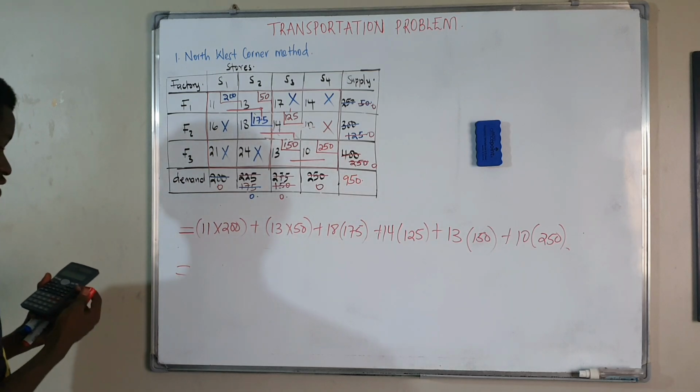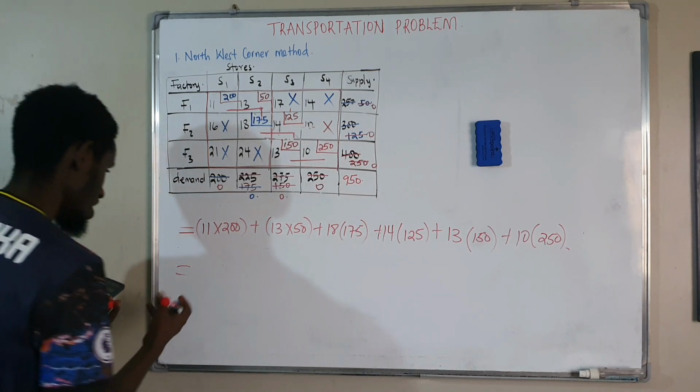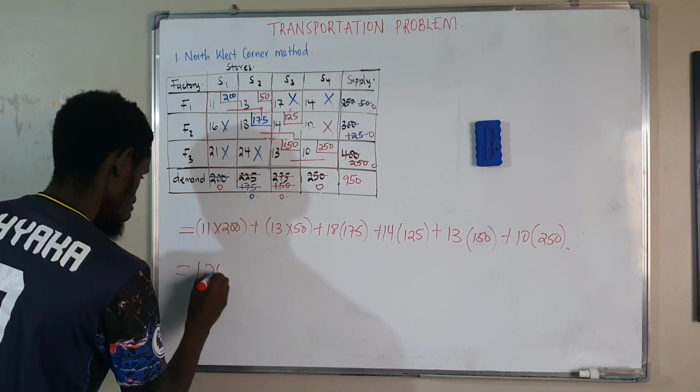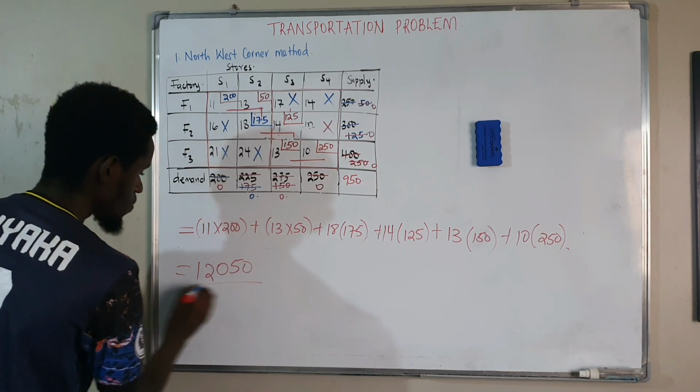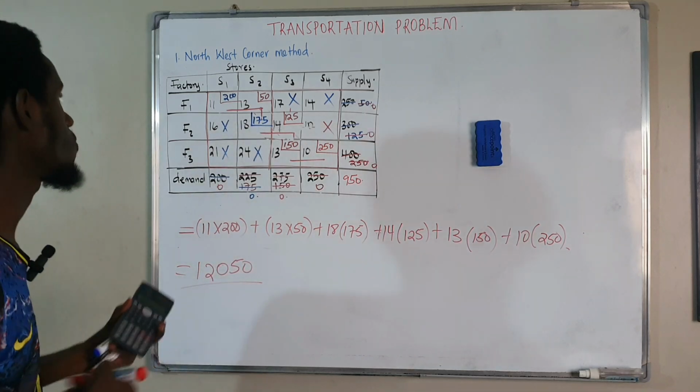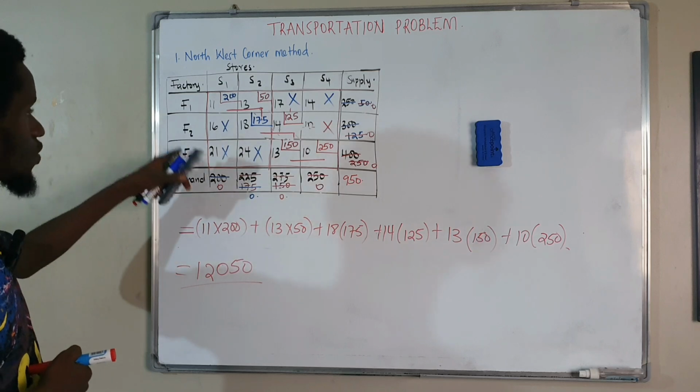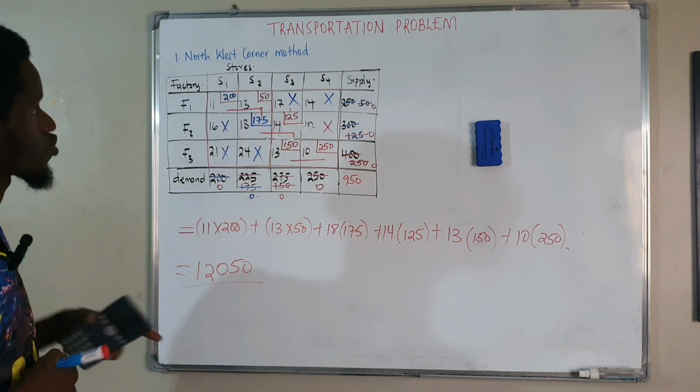I think members have tried to explain, and this is going to be your answer. 12050. Now this is going to be your cost of transporting commodities from factory 1, factory 2, and factory 3 to store 1, store 2, and store 3.